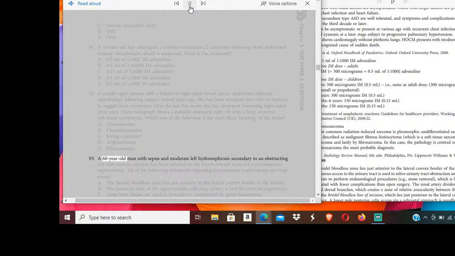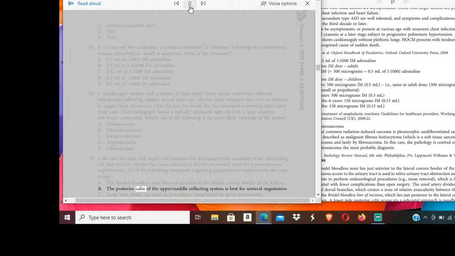93. A 60-year-old man with sepsis and moderate left hydronephrosis secondary to an obstructing left midureteric calculus has been referred to the interventional team for a percutaneous nephrostomy. All of the following statements regarding percutaneous nephrostomy are true, except A. The Brödel bloodless zone lies just anterior to the lateral convex border of the kidney.